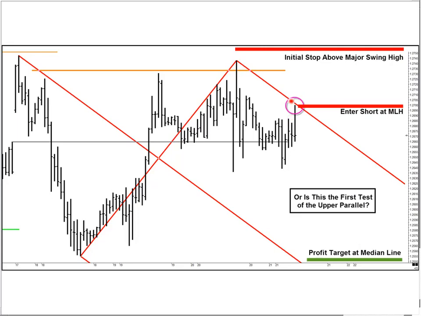Some of you might take this trade. Some of you might want more confirmation. That's fine, because we haven't broken out of this structure yet. Take a look. This is the big structure on the board, of course. This range. We had sellers above, buyers below.